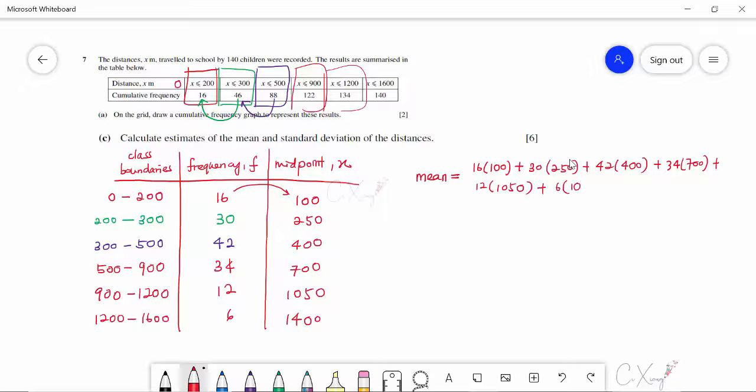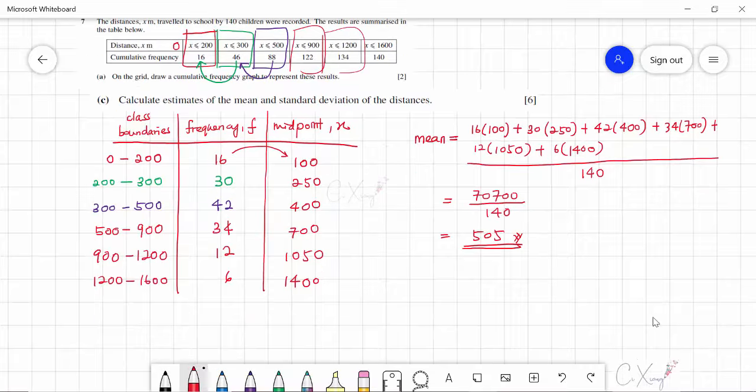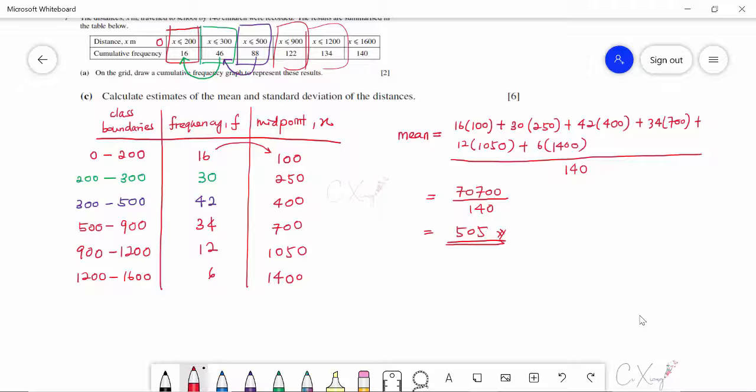And then you have to divide it by the summation of f, which means the total frequency. The total frequency here is very obvious because they already mentioned just now, which is 140. Then from here you should be able to get 70700 divided by 140, and the mean that you get is 505. It's a very nice number. Then the next one, they want you to calculate the standard deviation.